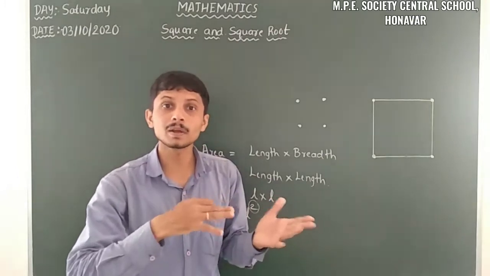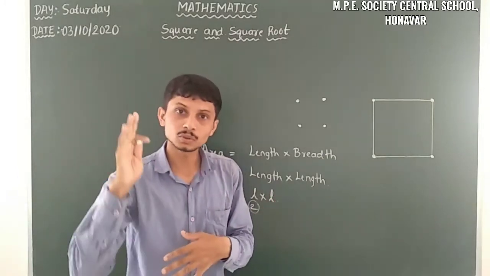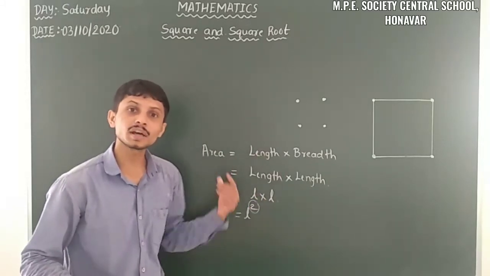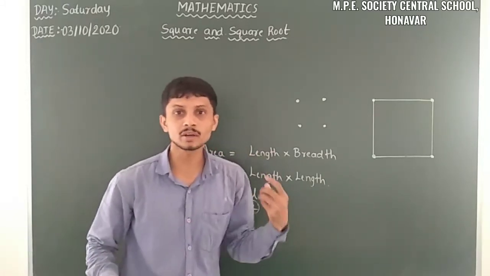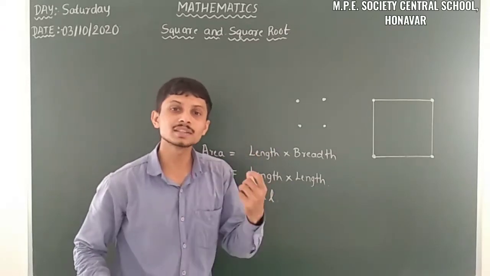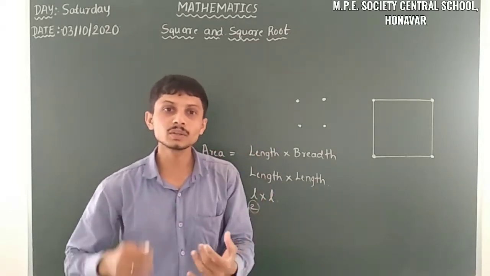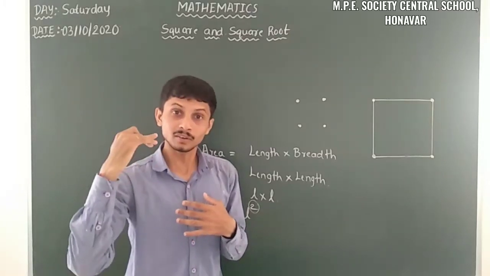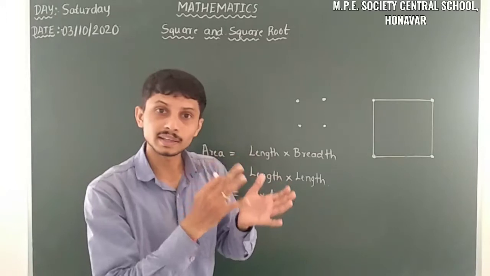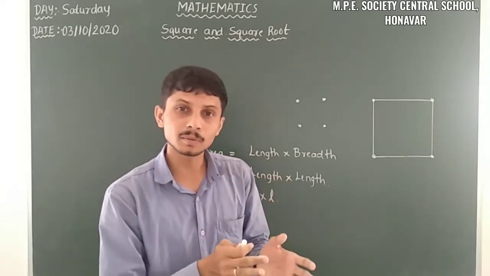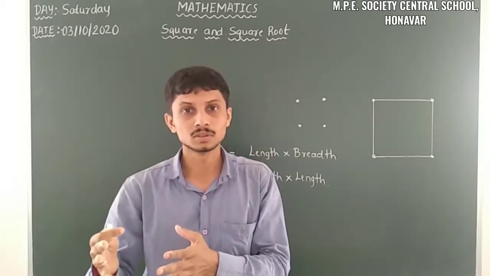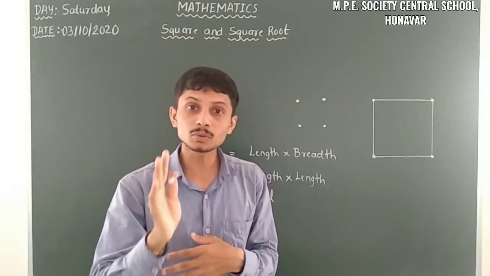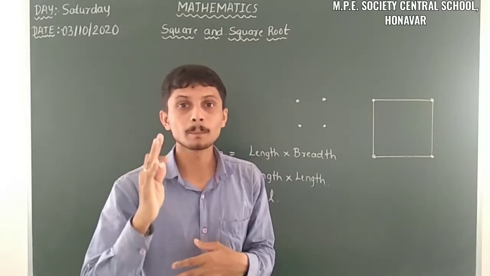Not that we have to multiply 2 into L. Not like that. We have to multiply it 2 times, that is L into L. If it is A square, A into A. If it is 2 square, 2 into 2. If it is 3 square, 3 into 3. Like that we have to take. So when we multiply a single number 2 times, we get its square. That answer we call a perfect square.